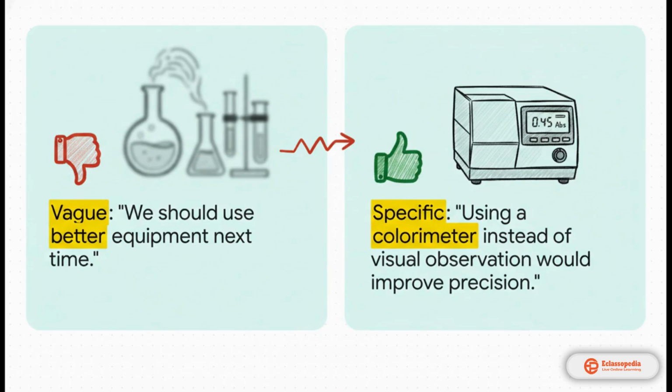A vague comment like "use better equipment" is totally meaningless. But look at that specific improvement. Naming the colorimeter and explaining why it's better, that it reduces subjectivity, shows real scientific thinking. You're not just pointing out a flaw, you're offering a concrete solution that improves the data. That is the kind of critical insight that earns the top marks.